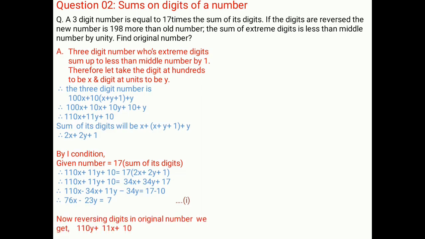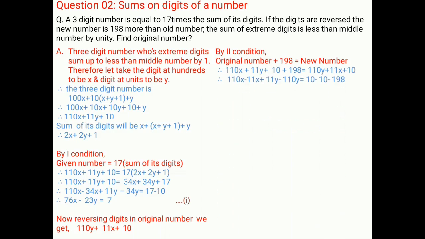Now, reversing the digits in the original number, we will get 110y plus 11x plus 10. This is really simple because we just have to change the place of x and y in my first condition. By the second condition, the original number plus 198 gives me the new number. The original number was 110x plus 11y plus 10. I have to add 198 to get the new number, which is 110y plus 11x plus 10.